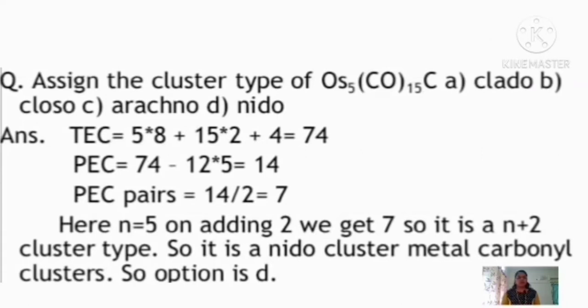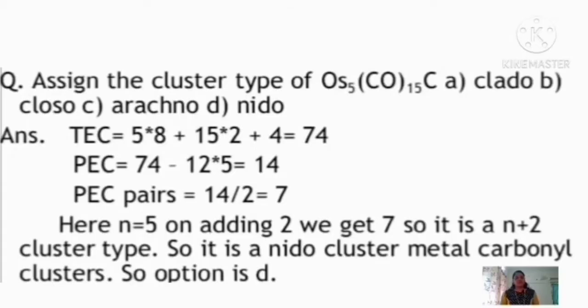So in this metal cluster, Os5(CO)15C, Os belongs to the iron family. Iron's outermost electron configuration is 3d6 4s2, so the total valence electron count will be 8. Similarly, ruthenium and osmium also have 8 valence electrons. So in the iron family, iron first, then ruthenium, then osmium. So osmium also has 8 valence electrons. So the first step is the total valence electron count.